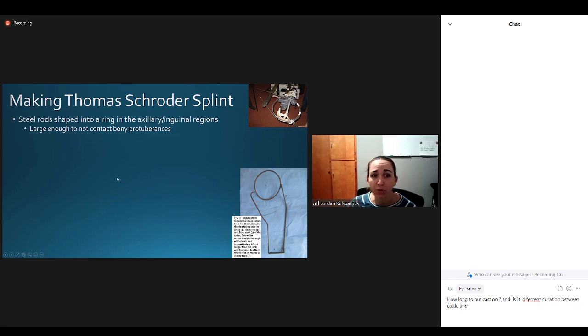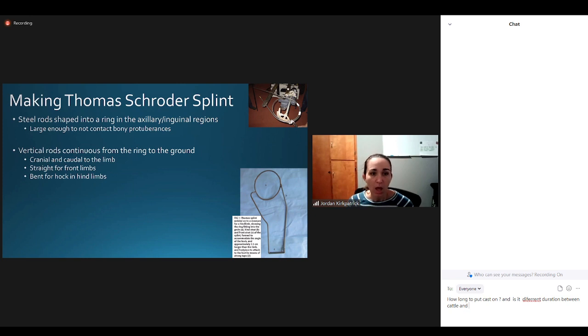But they are shaped into a ring that will fit either on the axillary or inguinal regions, and they have to be large enough that they don't contact the bony protuberances, so the tuber coxae, things like that. You don't want those to get rubbed. And then the vertical rods are continuous from the ring to the ground, as you see here.